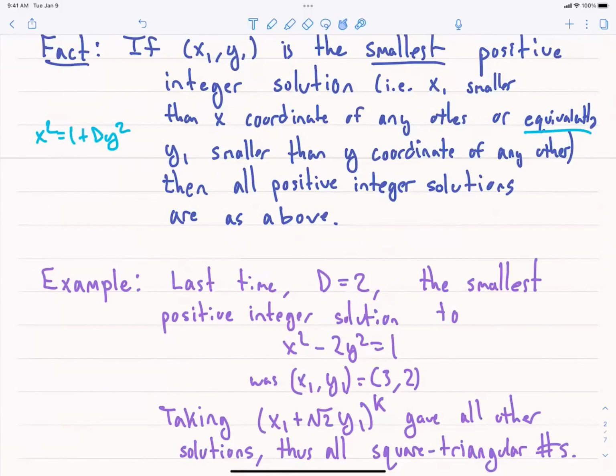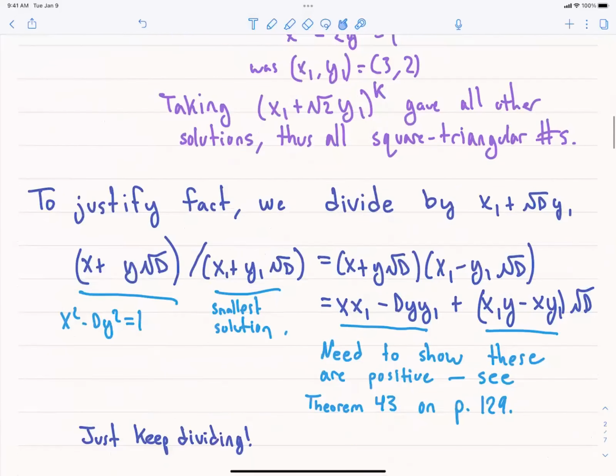We didn't justify this fact on Tuesday, and we're not going to justify it today either. But I do want to say a little bit about how you would do this. Say you had some other solution, x plus y square root of d, where x and y were positive integers, and you want to show it is some power of the smallest solution, x1, y1. Well, you just try dividing it by x1 plus y1 square root of d. Since this element has norm 1, dividing by it is the same as multiplying by x1 minus y1 square root of d. So when the norm is 1, division is the same as multiplying by the conjugate, where you replace square root of d with minus square root of d.